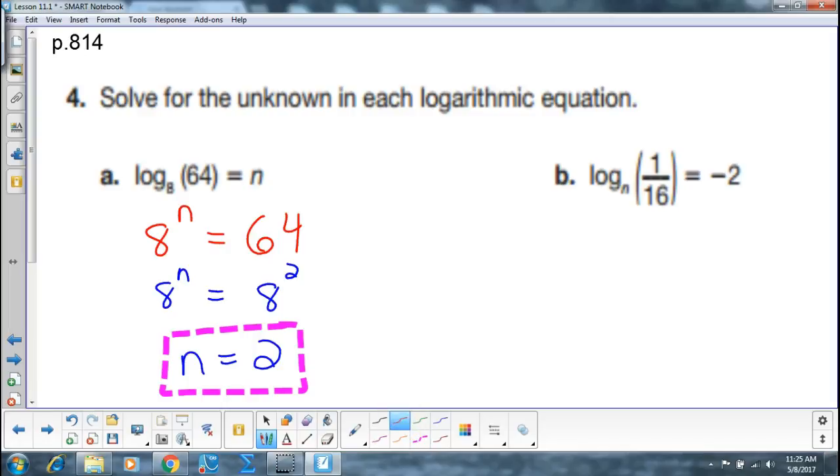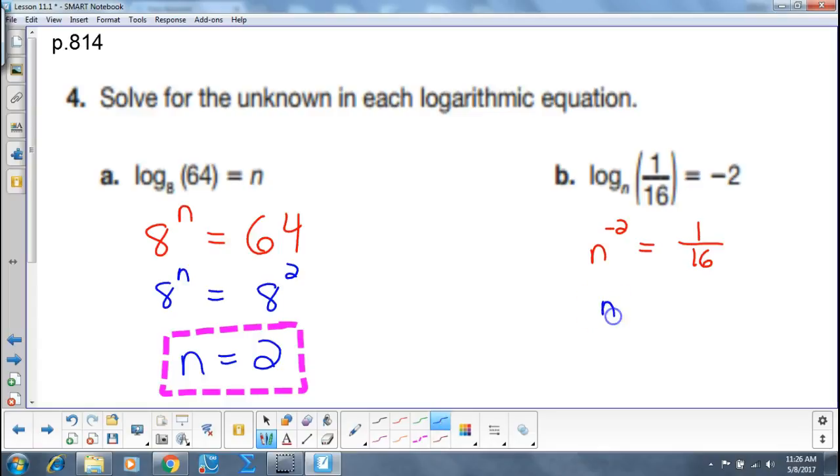If I switch forms, I get n to the negative 2 power equals 1/16. Yes? Which, if I follow along with the book's way of thinking, this is n to the negative 2 power equals 4 to the negative 2 power. And since my exponents are equal, then my bases have to be equal.